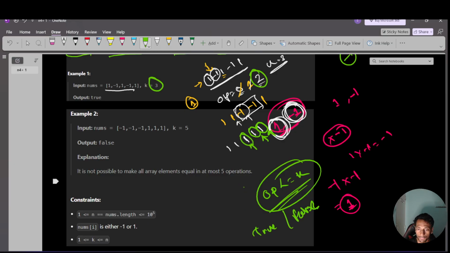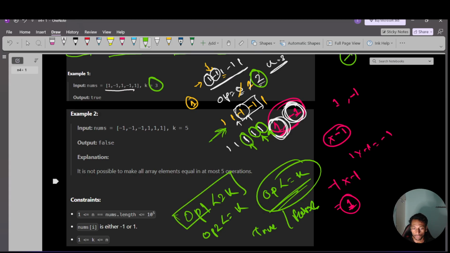So in this way I have checked when our target is to convert all the numbers to 1. Similarly, I can check when our target is to convert all the numbers to -1. If in any one of these, operation 1 or operation 2, the target is reachable with at most k operations, that is, if any one of them is possible, then I have to return true, correct?